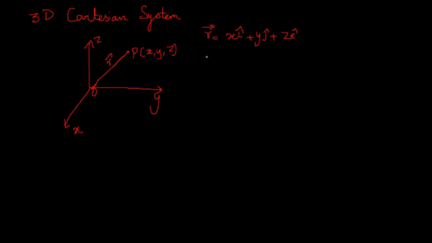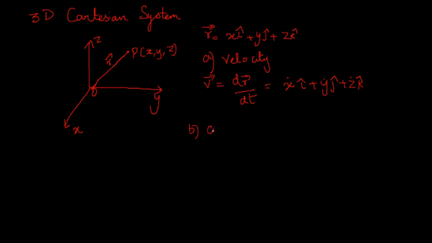So let us first write the term for velocity. So v vector is given by dr vector by dt. So it's the same as how we did before. So our velocity will be x dot i cap plus y dot j cap plus z dot k cap, right?